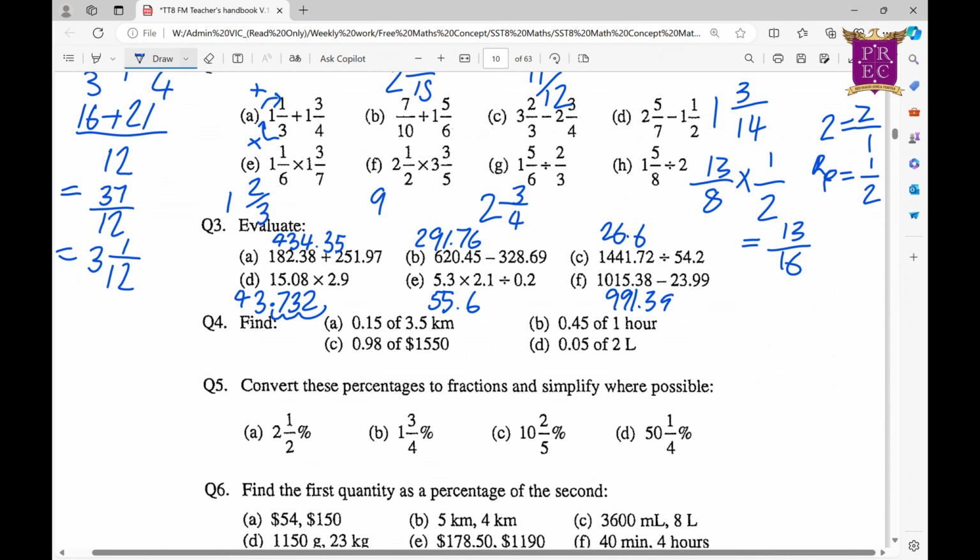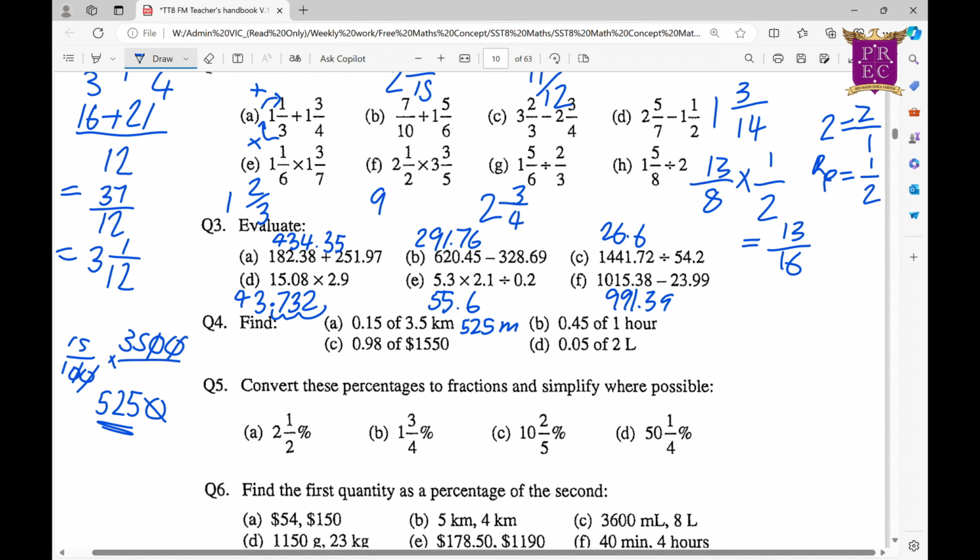Okay, next one. Find 0.15 of 3.5 kilometers. Pretty easy. I'll do the first one with you. Find 15% of 3,500 meters. Cancel these ones out. 15 times 35 gives us 525, so the answer is 525 meters.